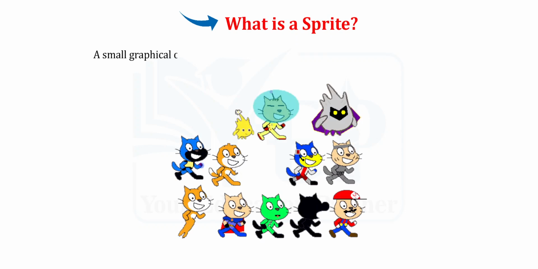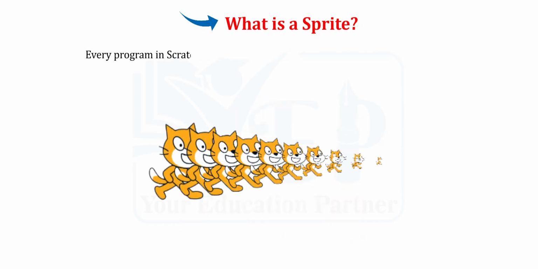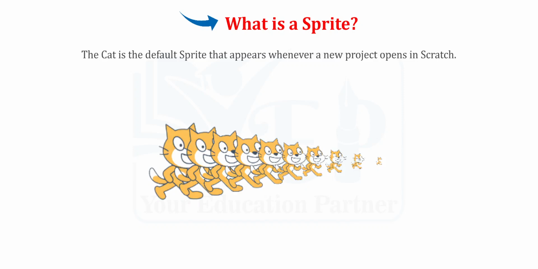A small graphical object that moves around the stage area is known as a sprite. Every program in Scratch is made up of sprites and the scripts that control them. The cat is the default sprite that appears whenever a new project opens in Scratch.